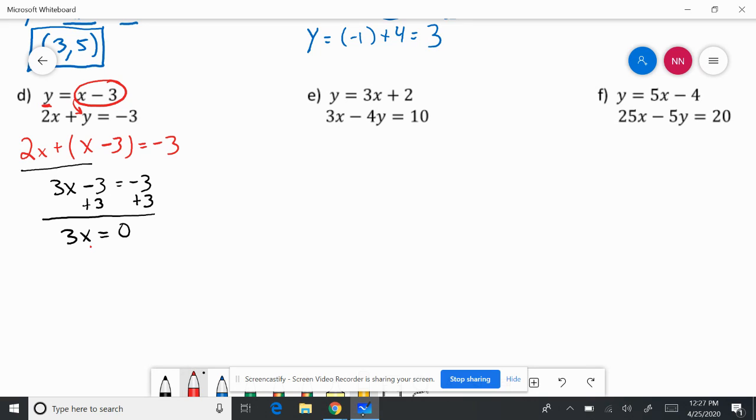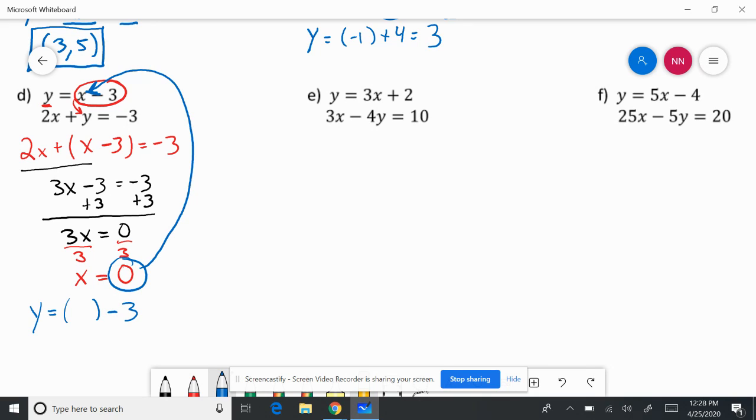Now what we're going to do is divide it by 3. And so we get x is equal to 0. Now, that's not our answer. Our answer is going to be an ordered pair. So we're going to take this 0 right here, and we're going to plug it in for the x. We're substituting it in for the x. So I have y equals, but instead of an x, I'm going to plug in a 0. 0 minus 3 is negative 3. So my answer is 0, negative 3.